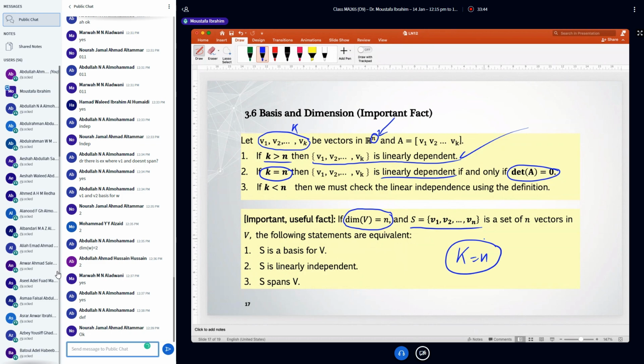Very good. And if k equals n, this is very important. To prove it's a basis, it's enough to prove only that it's linearly independent or that it spans. And usually, linear independence is the easiest one. So, from now on, guys, if you want to prove it's a basis, you have to check that k equals n. So it's enough to prove only linear independence, because if k equals n, basis is equivalent to linearly independent and equivalent to span. What's the meaning of this? An example.